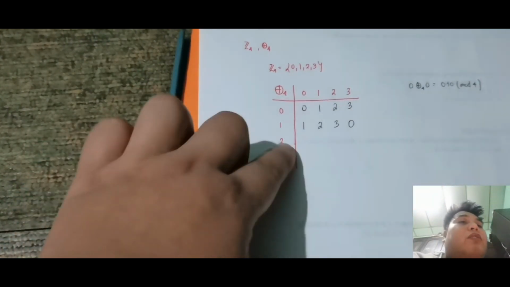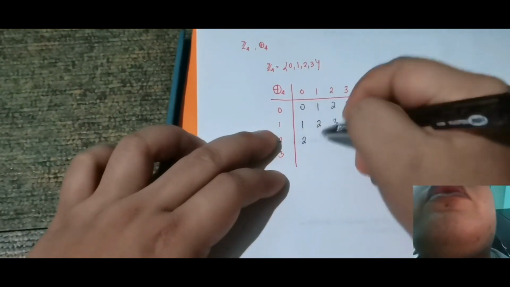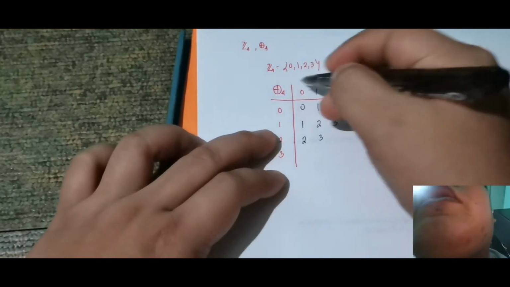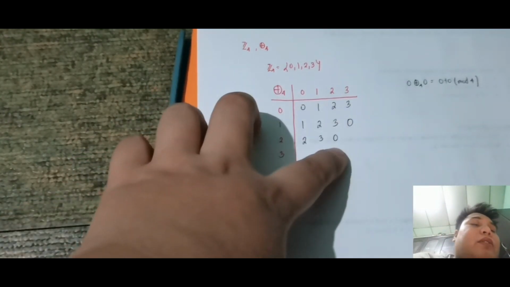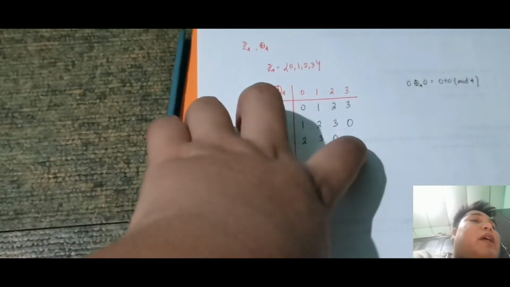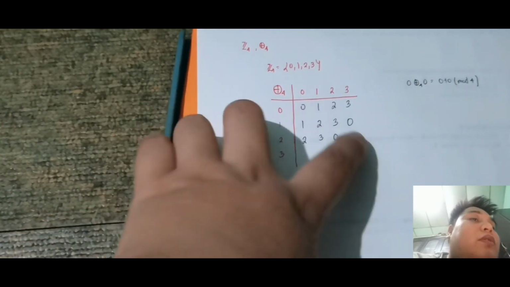Okay, next is 2 plus 0 modulo 4, that is 2. 2 plus 1 modulo 4, that is 3. 2 plus 2 modulo 4, that is 0. Bakit? 2 plus 2 is 4 modulo 4, that is 0. Next, 2 plus 3, that is 5 modulo 4. Ano remainder? Again, 5 modulo 4, that is 1.